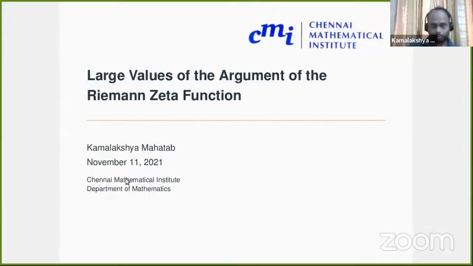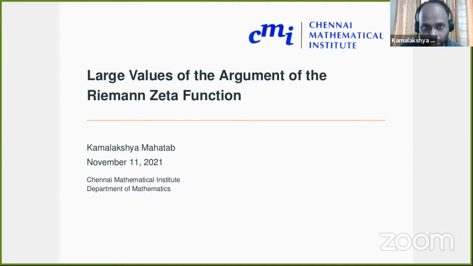Yeah, so let's start. Today we'll talk about the argument of the Riemann zeta function. It is in fact a very important aspect of the Riemann zeta function. Generally this argument function has a nice Dirichlet series expansion, and that is used to understand different properties of the Riemann zeta function. So we'll talk today about what the size of this argument is and how it behaves. Let's start by recalling the Riemann zeta function.